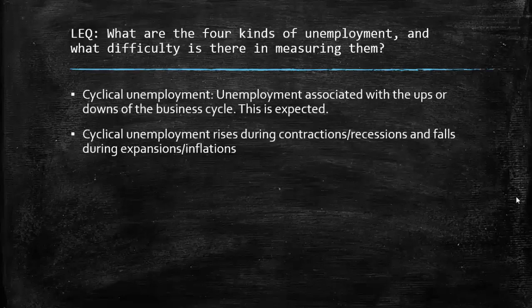Cyclical unemployment. Cyclical, the root word is circle, so think about the business cycle. When I say cyclical unemployment, I want you to think about the business cycle. Cyclical unemployment is expected. We know it's coming because we have the business cycle. Macroeconomists have been aware of the business cycle for the past 200 years, and it's not going anywhere anytime soon. So, during times of contraction/recessions, unemployment tends to go up. During times of expansion/inflation, when times are good, unemployment tends to go down. During a time of expansion and inflation, businesses are hiring. People who want to work are able to find work.